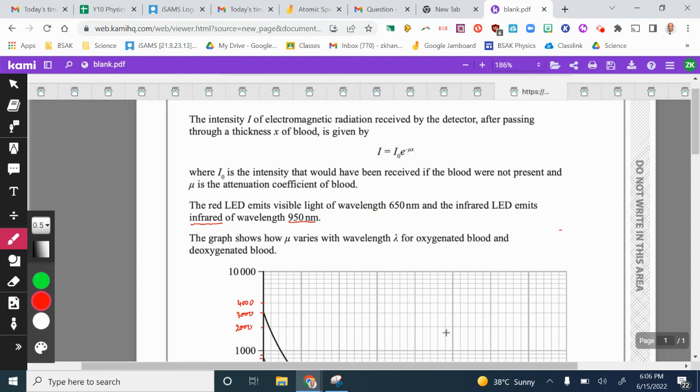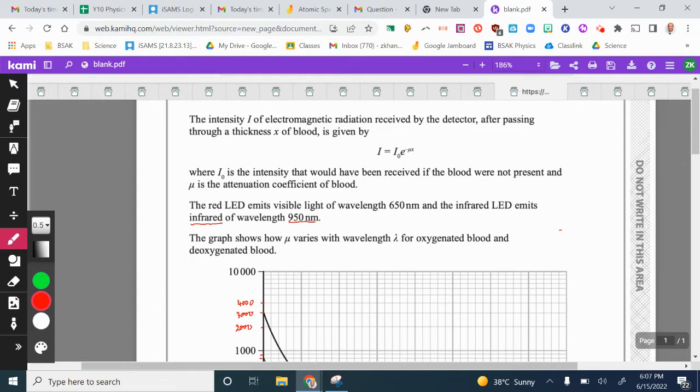Okay, so the intensity of electromagnetic radiation received by the detector after passing through a thickness x of blood is given by I equals I zero e to the minus mu x, where I zero is the intensity that would have been received if the blood were not present, and mu is the attenuation coefficient of blood. The red LED emits visible light of wavelength 650 nanometers, and infrared emits a wavelength of 950.